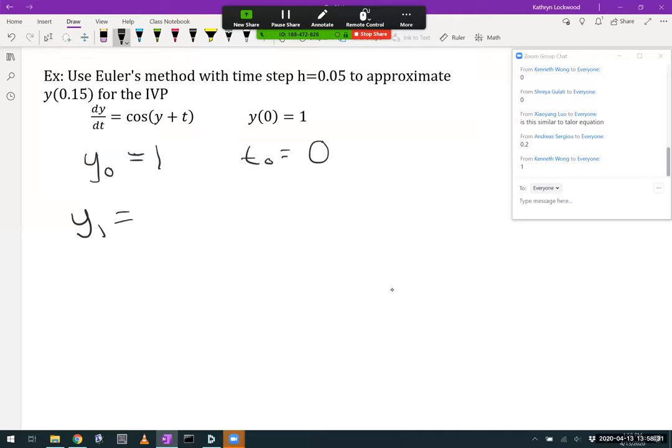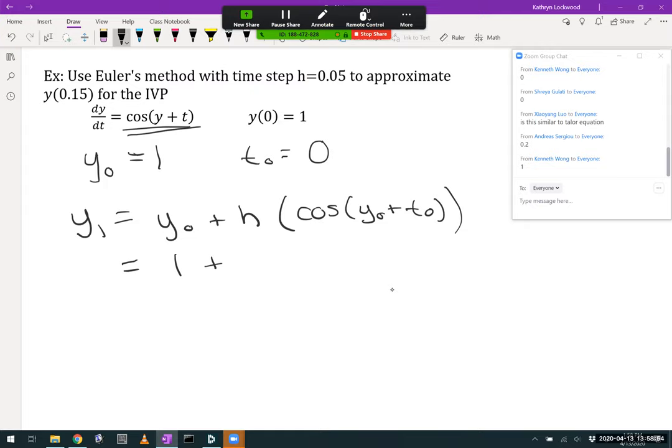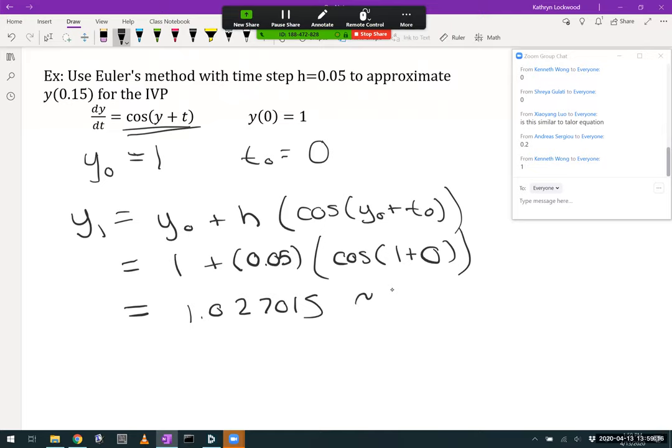Now let's get y1 by taking y naught plus h times f, which in this case is cosine of y plus t. And we're going to evaluate that at t naught, y naught. Plugging in 1, a step size of 0.05, and 0 for t naught, we get 1 plus 0.05 times cosine of 1, which is basically 1.027015. That's approximating y at what time? Good, at 0.05. At t1, one time step in.